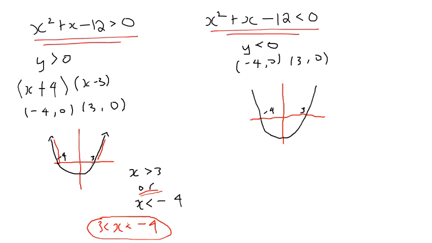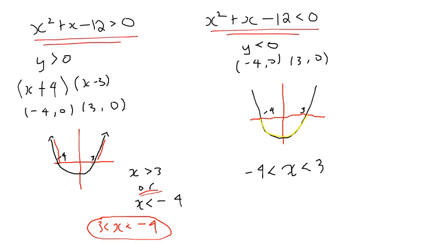And so when we're looking for when y is less than 0, we're looking at this bottom half here. When x is less than 3, we know that y is less than 0. We know that when x is greater than negative 4, y is less than 0. So why is this written like this? Well, because we have this line that goes straight from here to here.